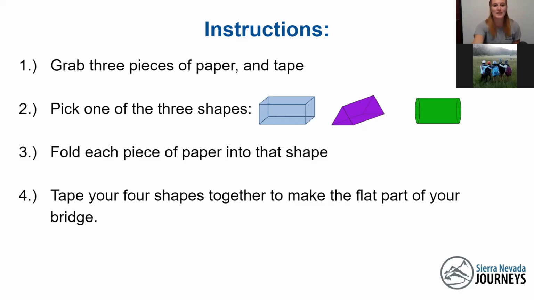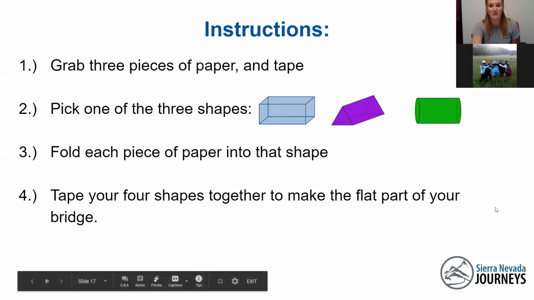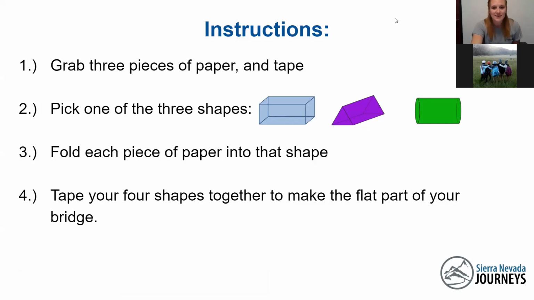So right now, I want you to type in the chat box, what shape are you gonna build your first bridge out of? What shape are you gonna make your bridge out of? Ooh, we got some triangles, some rectangles, cylinders, triangles, cylinders, rectangles. Awesome.